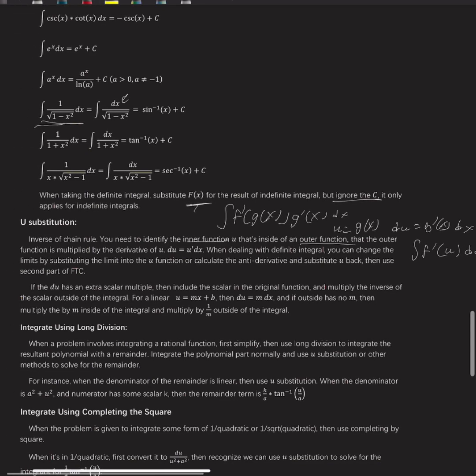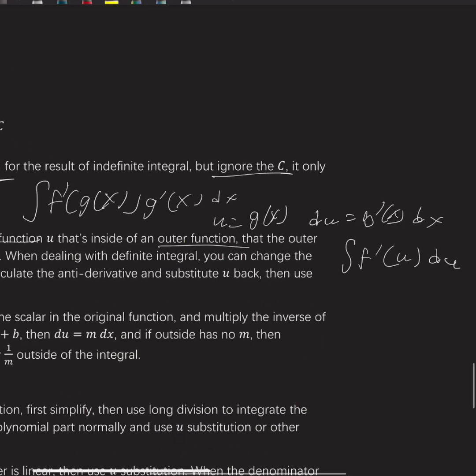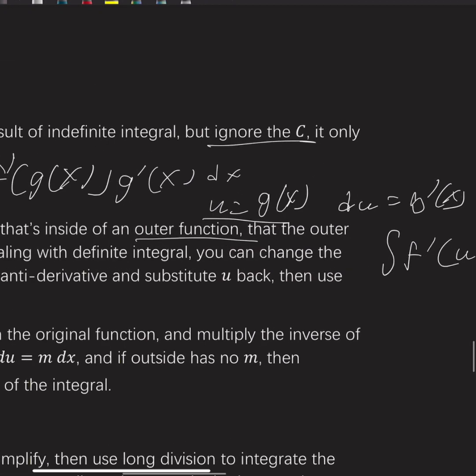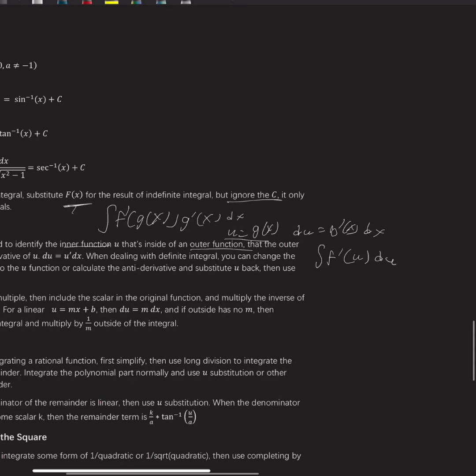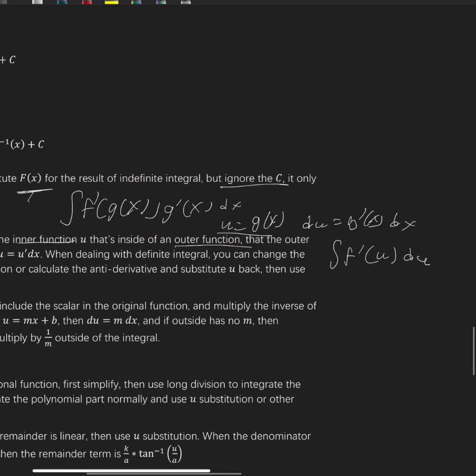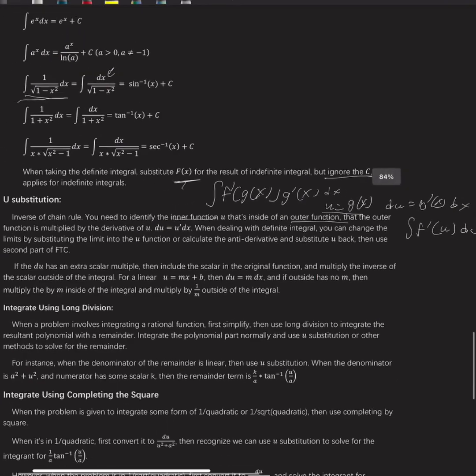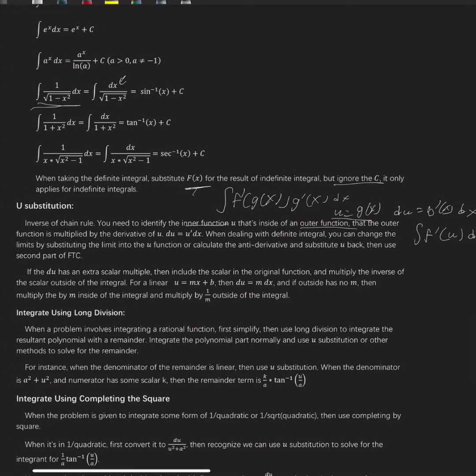And for a definite integral, you can change the limits by substituting the limits into the u function, which we set here. If you have an upper limit a, then after your substitution, you can change the limit to g of a. Or what you can do is calculate the indefinite integral first, then substitute u back and use the original limits.